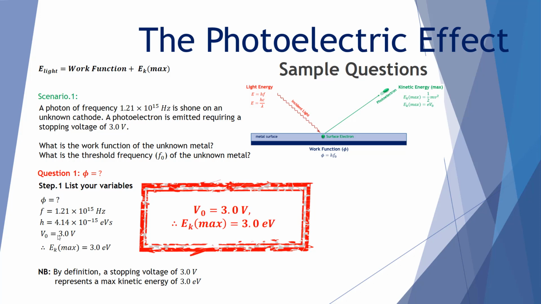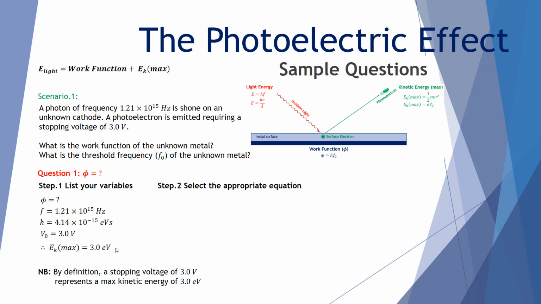Now, interestingly enough, when we know the stopping voltage is 3 volts, that represents a maximum kinetic energy of 3 electron volts. It's one of the nifty little definitions. So by definition, a stopping voltage of 3 represents a maximum kinetic energy of 3 electron volts. Shortcut way to remember that one. Works for stopping voltage to energy in electron volts. So let's set up the appropriate equation. We've got hf equals phi, the work function, plus the maximum kinetic energy.